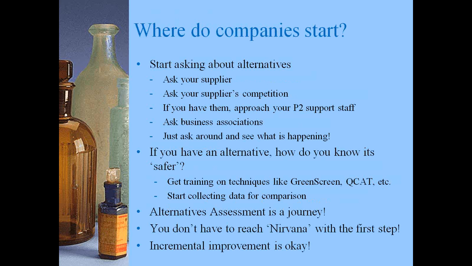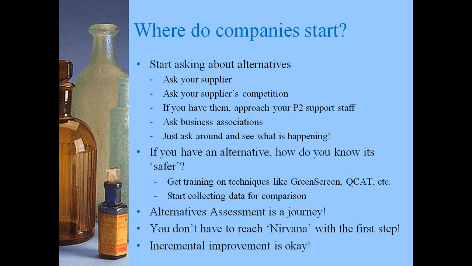Okay, so where do you start as a company? Start asking your supplier about alternatives. Ask your supplier's competition. And then when you're asking about alternatives, ask them, how do you know that alternative is better? Yes, it may be an alternative. Yes, it may be cost effective. And yes, it may perform. But how do you know it's not going to be a problem for me another year or 2 down the road? What data do you have to show that it's safer than the alternative I'm replacing?